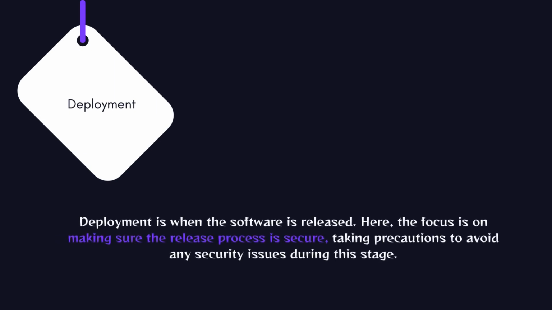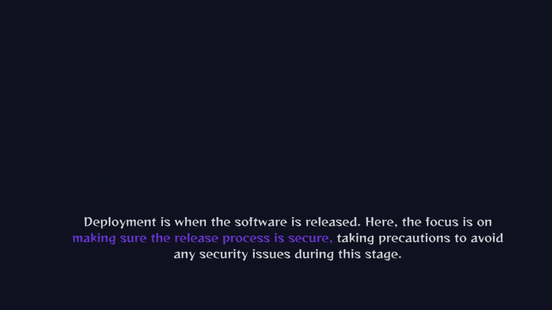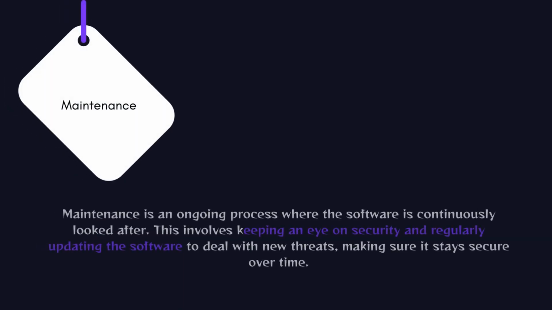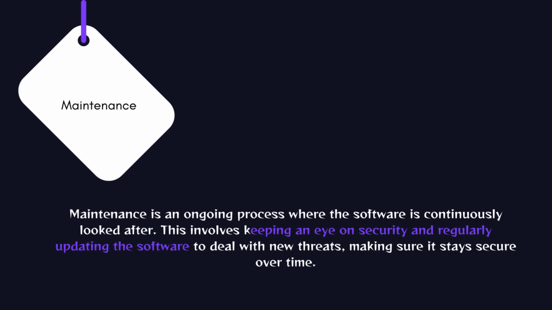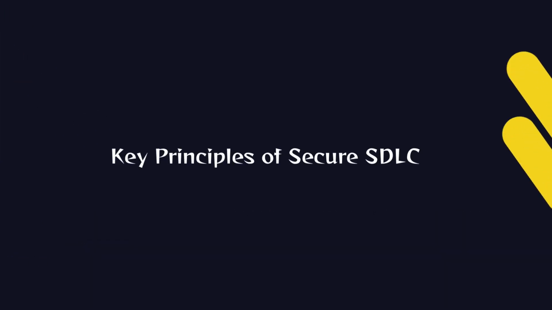Deployment. Deployment is when the software is released. Here, the focus is on making sure the release process is secure, taking precautions to avoid any security issues during this stage. Maintenance. Maintenance is an ongoing process where the software is continuously looked after. This involves keeping an eye on security and regularly updating the software to deal with new threats, making sure it stays secure over time.